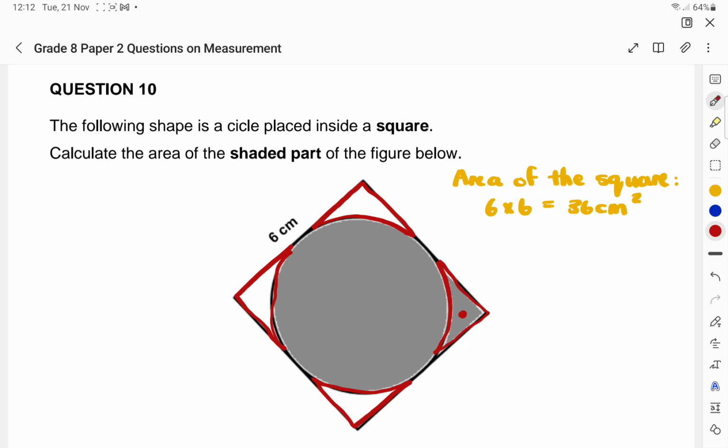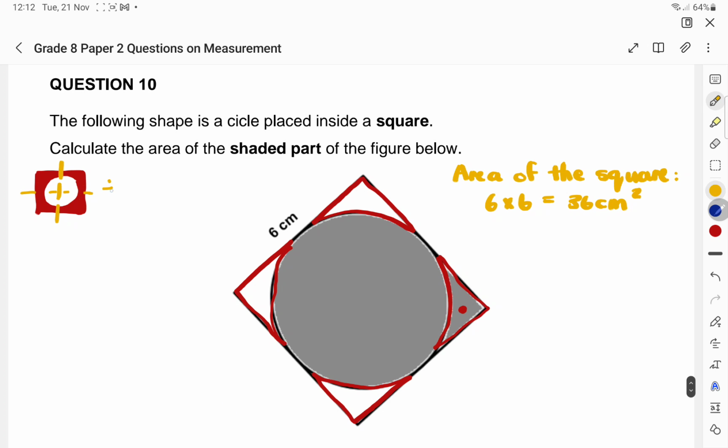Let me just quickly show you. If you take the area of the square and you subtract the area of the circle, what are you going to be left with? I'm going to color it in. You're going to be left with the shaded area there. And then if you take your answer and you divide it by 4, you'll be left with 1 shaded area. Does it make sense? Okay, I hope so.